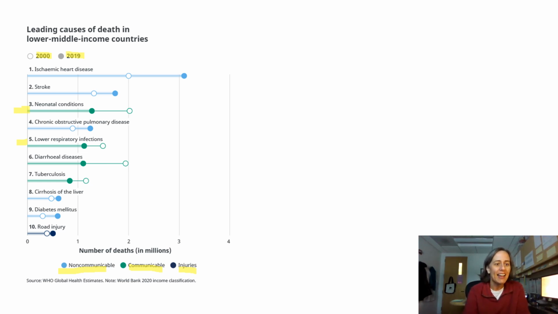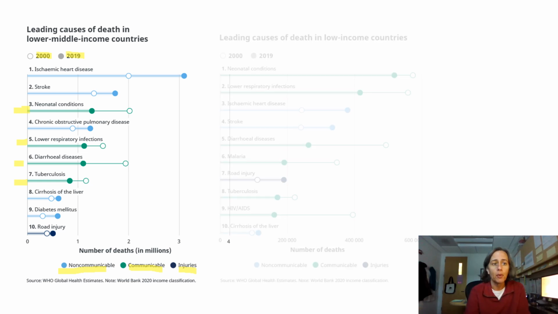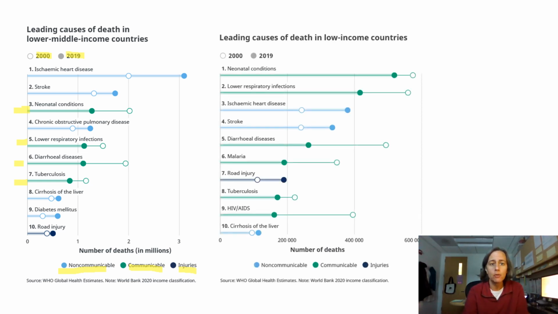And diarrheal diseases are actually huge causes of death in many countries in the world, as is tuberculosis, which is something that we see very little of in most parts of the United States. All right, so these are really important. And if we look at the lowest income countries, we're going to see that the leading causes of death, 1 and 2, are infections. So those perinatal, neonatal, newborn infections that happen, and then pneumonias. And then diarrheal diseases, malaria makes the list, tuberculosis, and HIV and AIDS. So we can see that these are very important in many regions of the world.